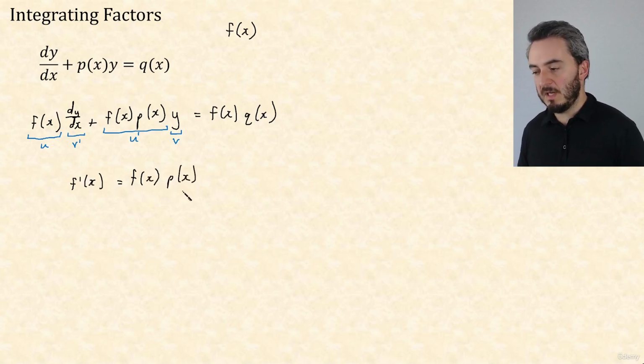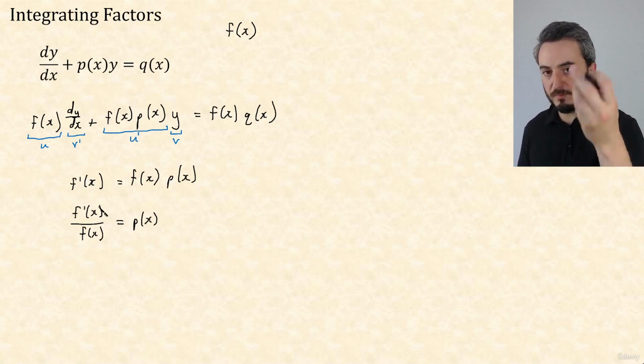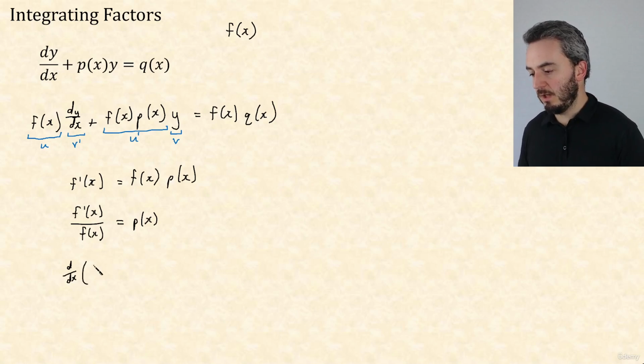Now here's the genius step. If you divide through by f of x, you get f dash of x over f of x. And do you notice, or do you recognize f dash of x over f of x from anywhere? Where do we see f dash of x over f of x, the derivative of a function over a function? Well, it's in ln differentiation. This left-hand side is the result of differentiating ln of f of x. So that left-hand side is the derivative of ln f of x.